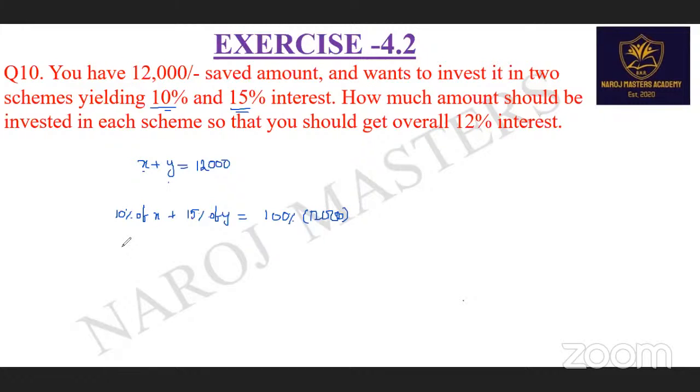This is in terms of percentage now. So divide by 100. So 10 by 100 into X plus 15 by 100 into Y. So this is also 100%. 100% means 12,000 here. So this is 100 by 100 into 12,000. So all hundreds get cancelled in the denominator. Then you will get 10x plus 15y is equal to 12,000 by 100.